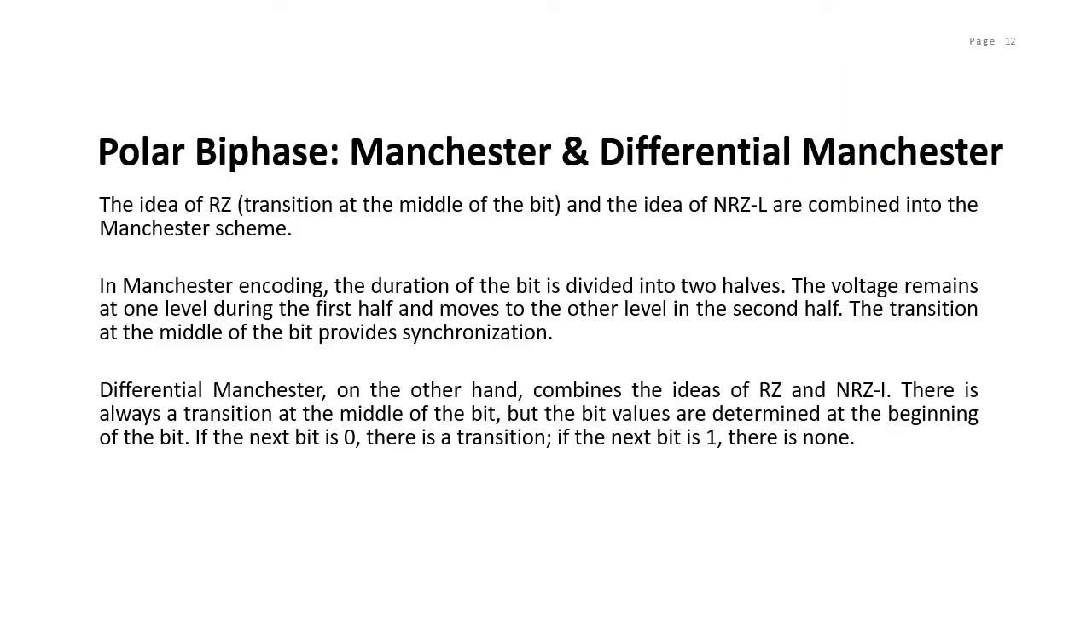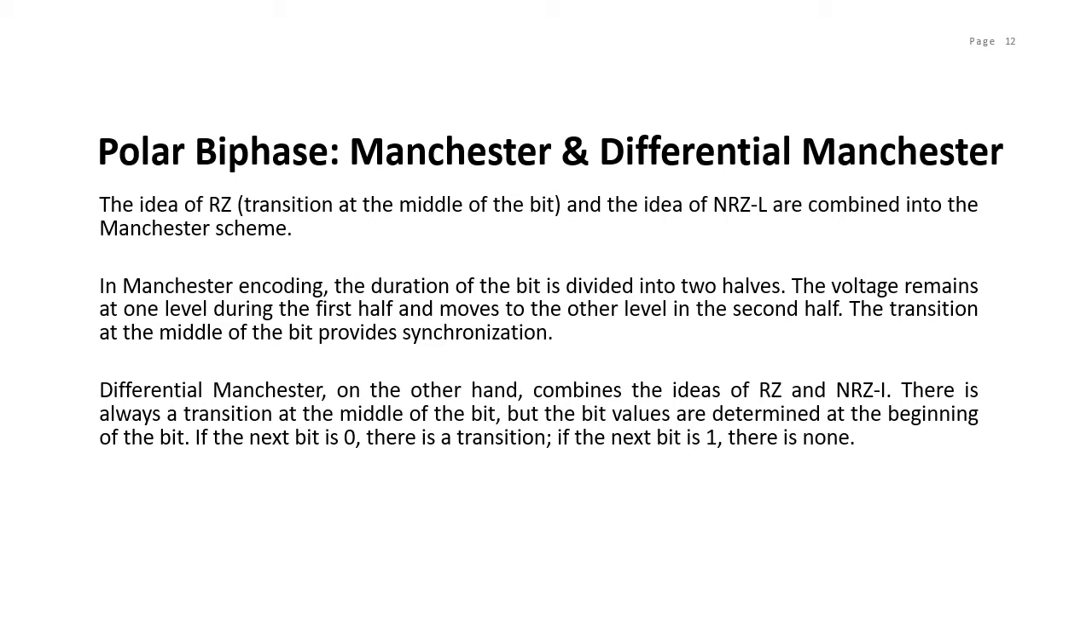The idea of return to zero just now, where we have a transition at the middle of the bit, and the idea of non-return to zero level are combined into the Manchester scheme. In Manchester encoding, the duration of the bit is divided into two halves, and the voltage remains at one level during the first half and moves to the other level in the second half. The transition at the middle of the bit provides synchronization.